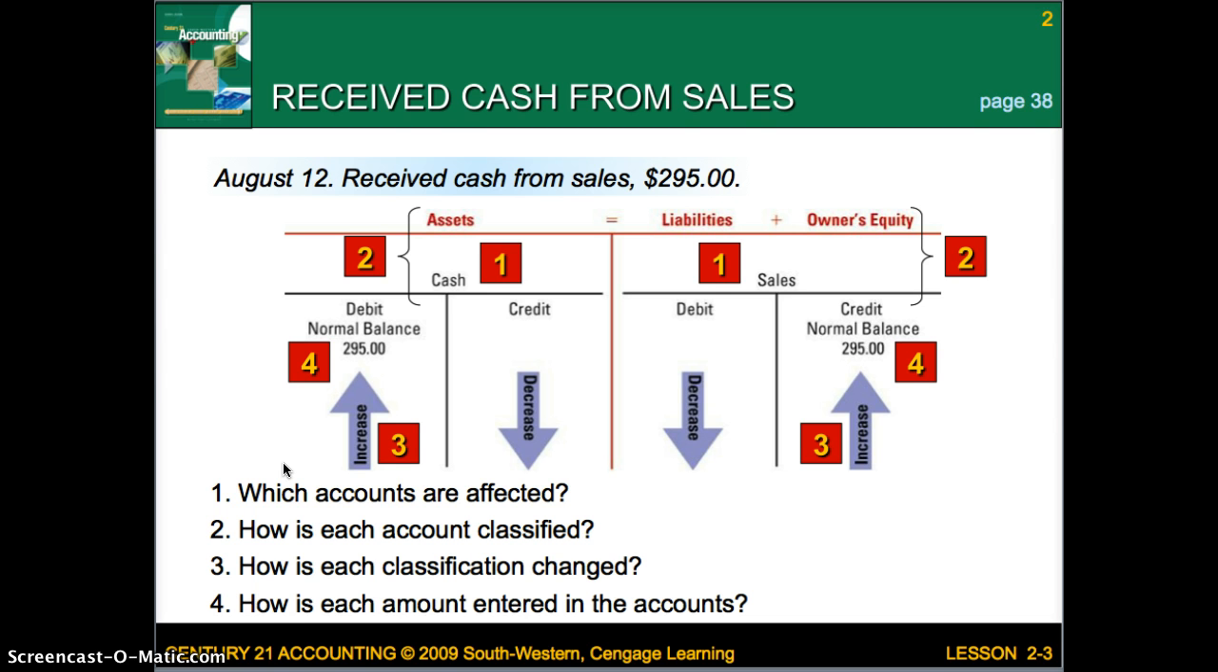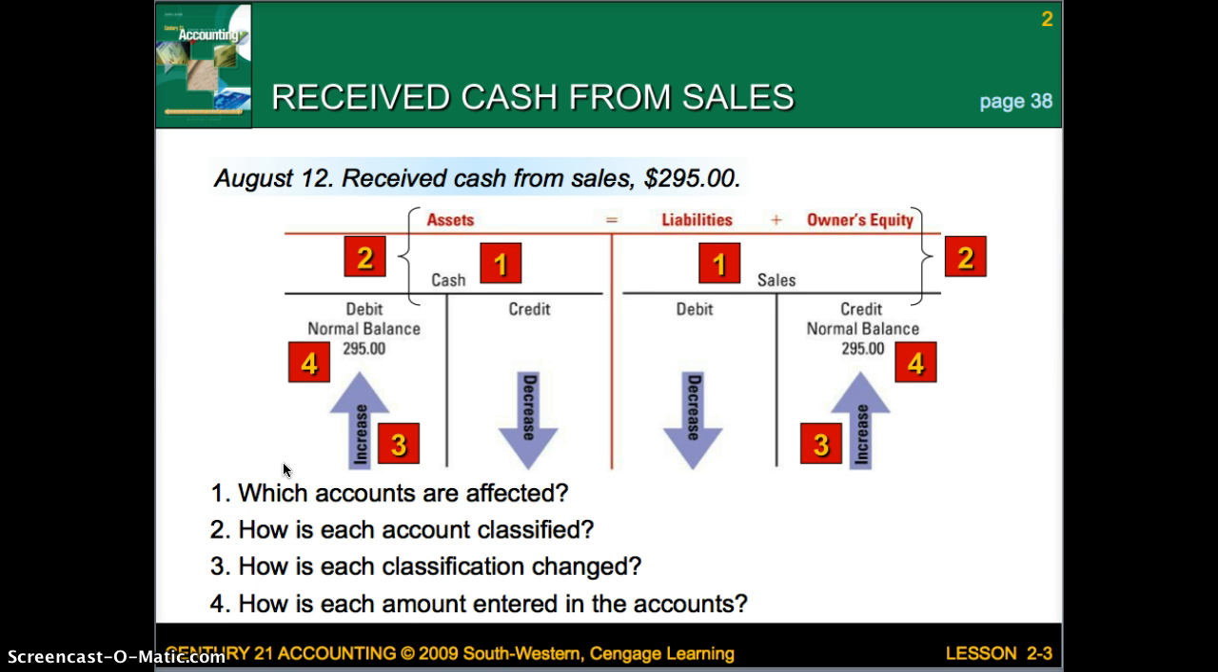So the first thing that we need to do is talk about what happens when we receive cash from selling something. On August 12th it says we received cash from sales $295. One thing that students get a little bit confused on, think back to general business. A sale doesn't just have to be for a product. A sale can be from a service too. In this company, Techno Consulting, they are selling a service of going in and fixing a computer.